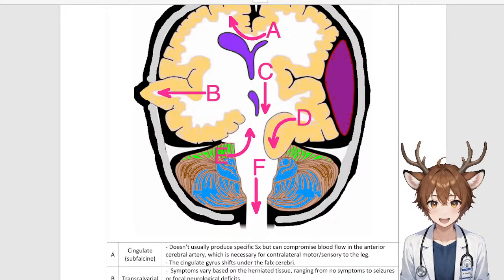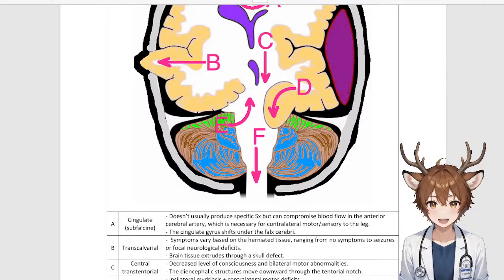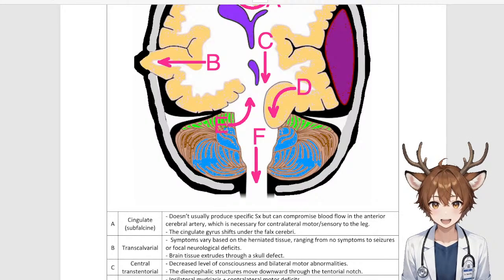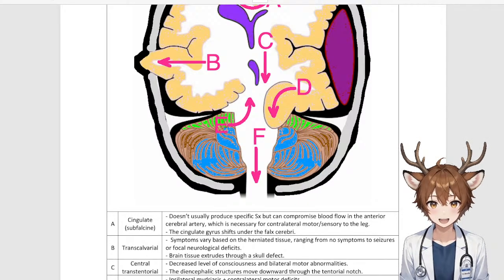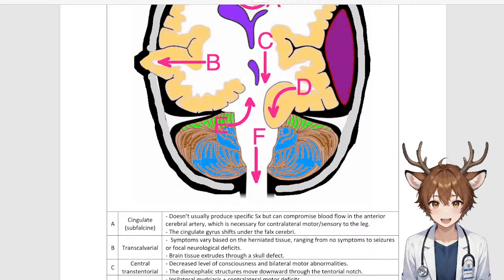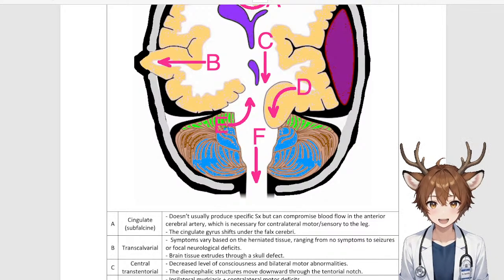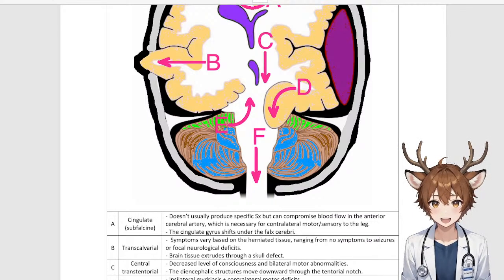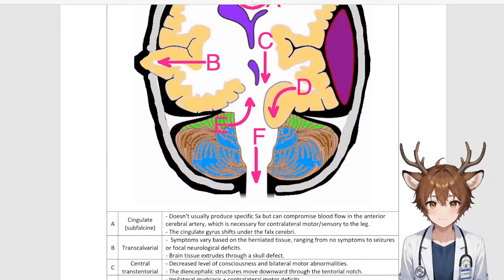What about D? D would be an uncal herniation. That's classic. Ipsilateral mydriasis plus contralateral motor deficits. It involves the medial temporal lobe, the uncus, shifting into the tentorial notch. The ipsilateral mydriasis is due to cranial nerve 3 compression. The contralateral motor deficits are due to the compression of the cerebral peduncle.